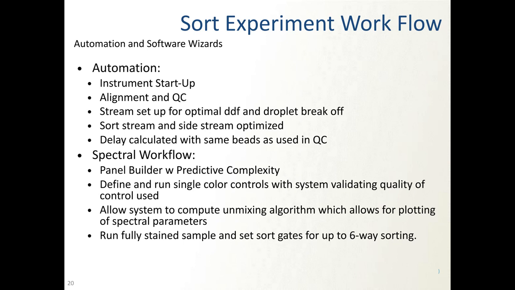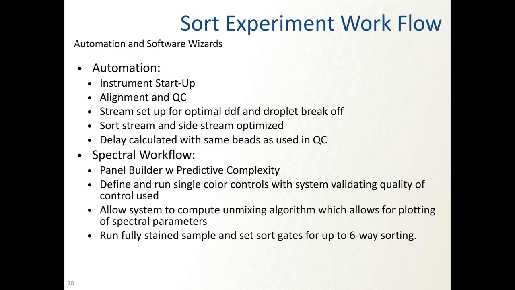So we had done the normal sorter stuff, but now we want to move into spectral space. And they had some cool features on this system. They had a panel builder. You go ahead and add your colors, add your reagents, and it tells you how complex it'll be. In a perfect one, no colors spill into any other colors, with literally no overlap at all. But we all know that isn't the case.